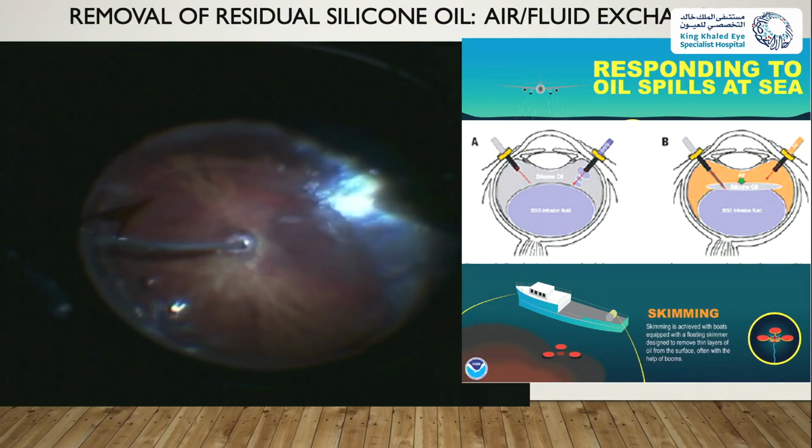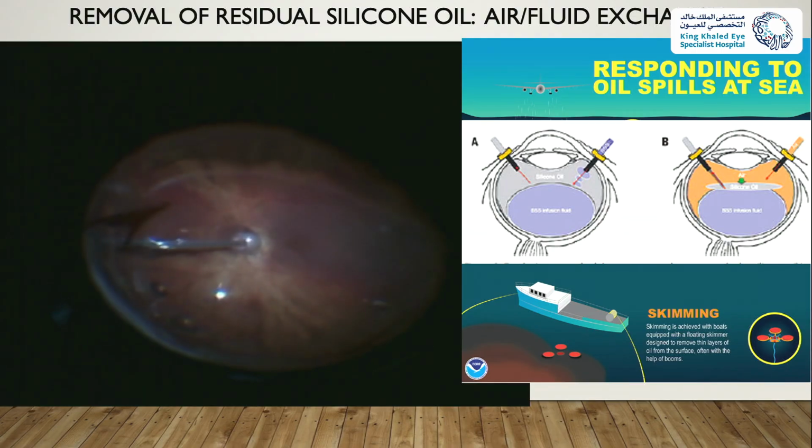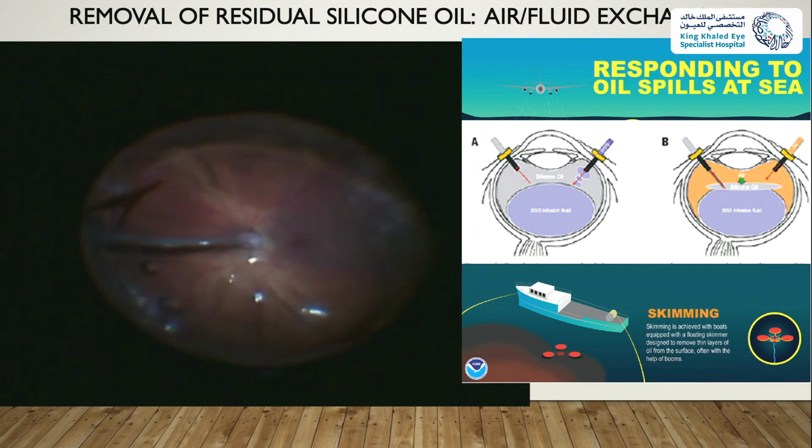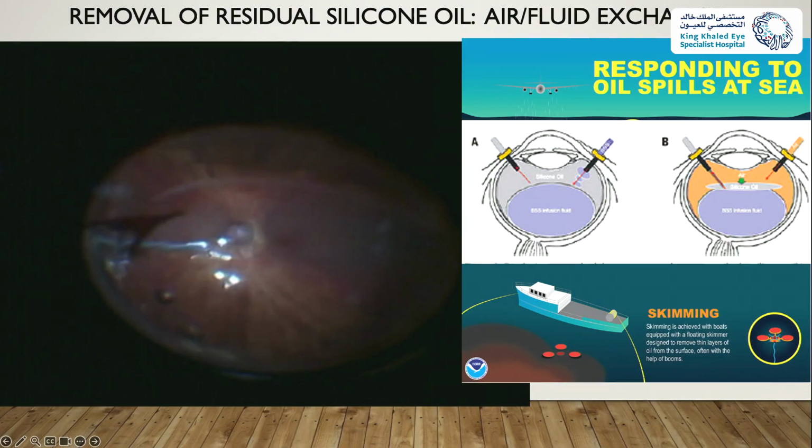If you do that, then you will be successful in getting rid of the oil without leaving the oil at the end. Because at the end, if you are not successful, then you get a drop or a chunk of oil at the end, and it's very hard to remove it with a 25 gauge cannula.